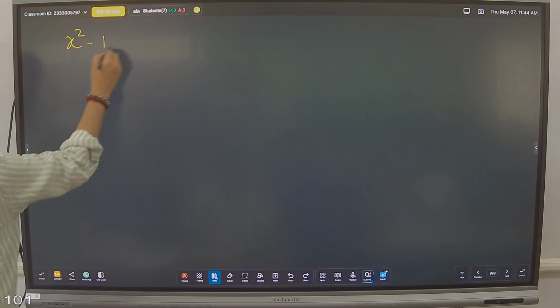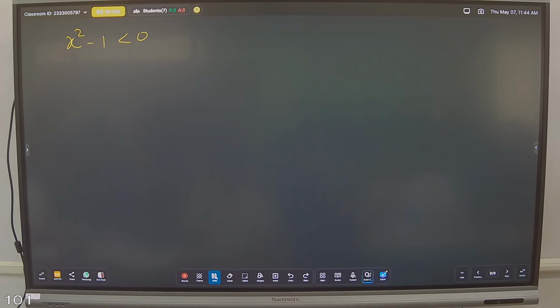x square minus 1 less than 0. Actually, here you wrote the answer correctly, but this is the wrong statement. You should follow polynomial inequality. There is a mistake that will come.